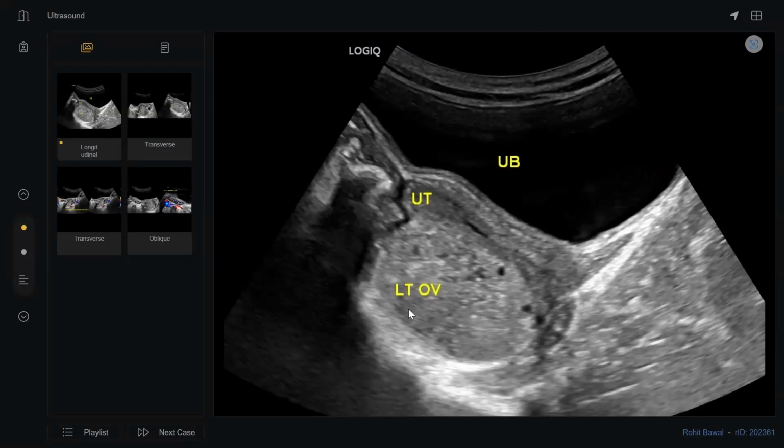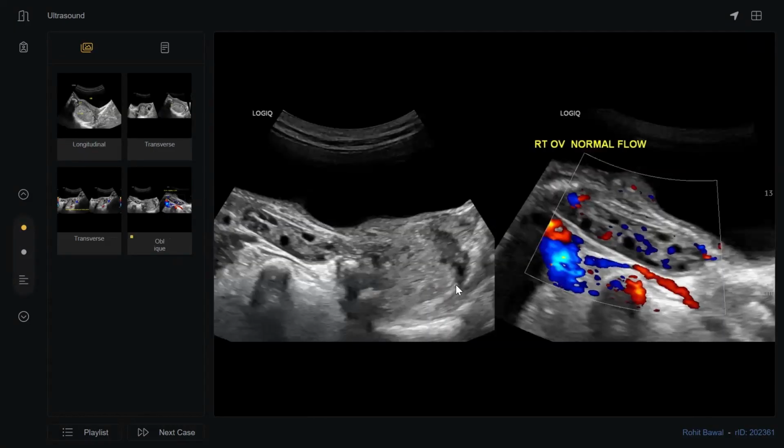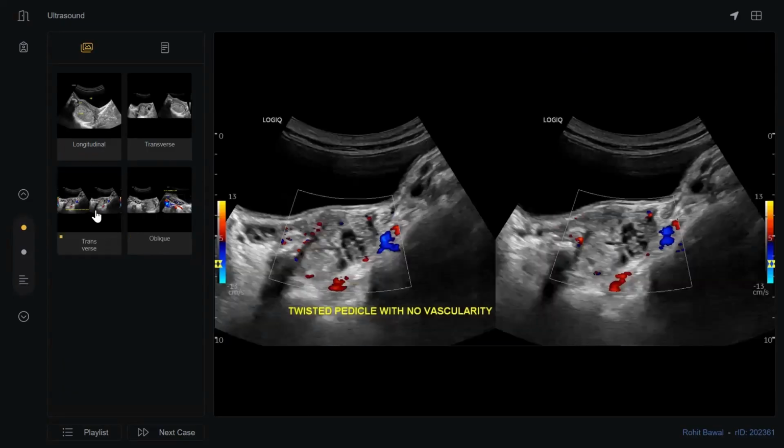I need to look for the other images, especially the Doppler ones. The contralateral right ovary seems to be unremarkable. It shows normal follicles and normal central stroma and normal size. Likely this is a case of left ovarian torsion. I would like to see the vascularity of the left ovarian torsion.